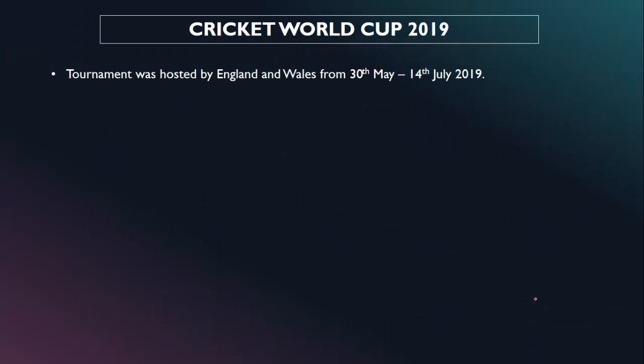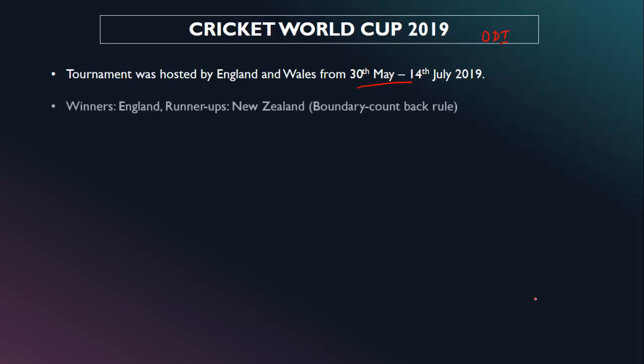So the first tournament that we are going to look at is Cricket World Cup 2019, which was for ODIs, that is 50 over World Cup, 50 over matches. So friends, the tournament was hosted by England and Wales from 30th May to 14th July of 2019. Move forward, and the winner was England, and runner-up, that is the other finalist, was New Zealand.